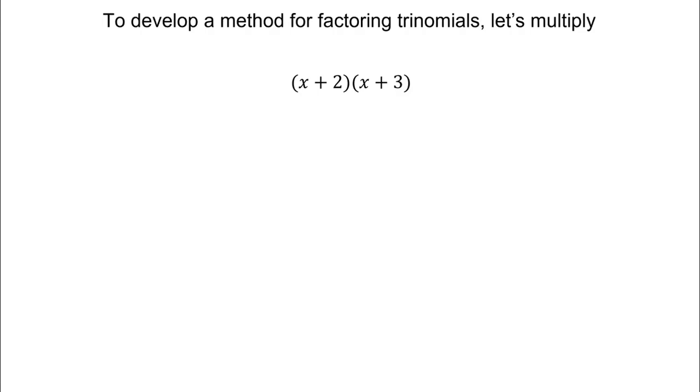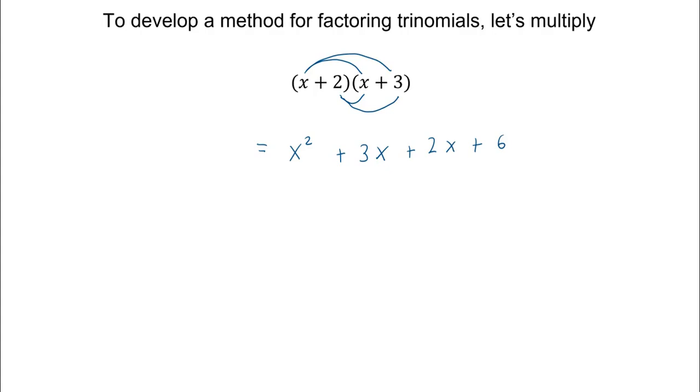So let's multiply the binomial x plus 2 by the binomial x plus 3. X times x gives us x squared. It's important to note that when we multiply the first term by the first term, which is x times x, we get x squared. Now let's multiply x times 3. That gives us 3x. Now multiply 2 times x. That, of course, gives us 2x. And let's multiply 2 times 3 to get 6.